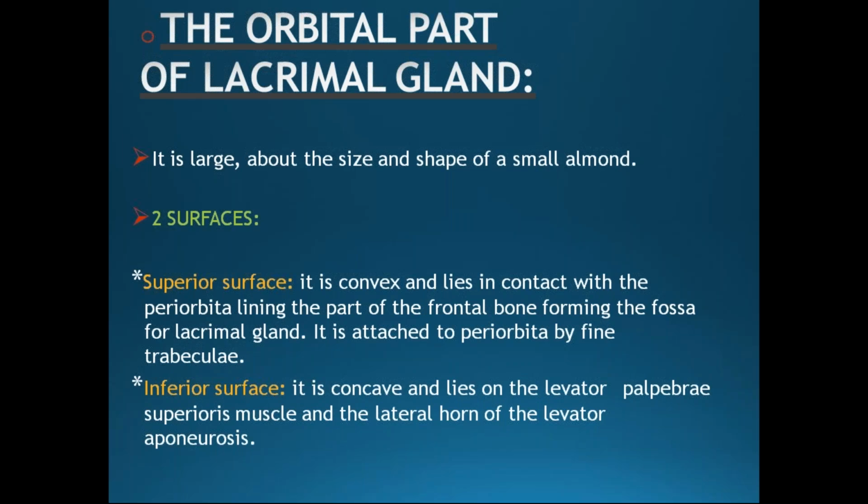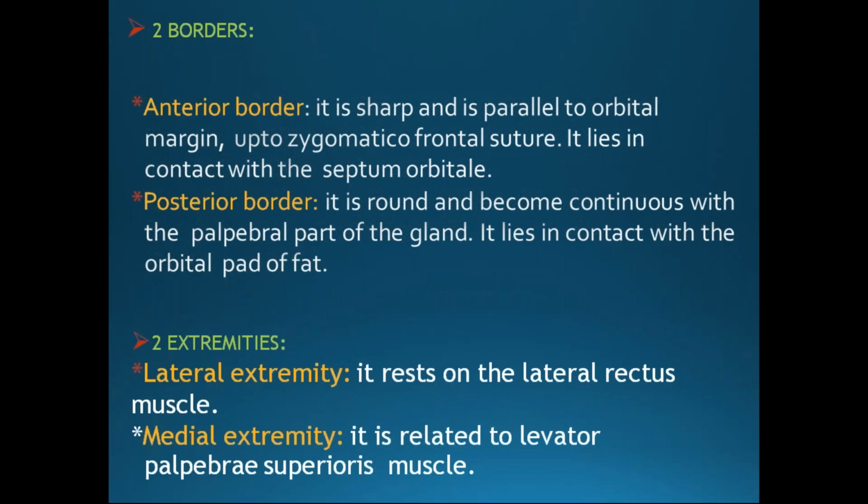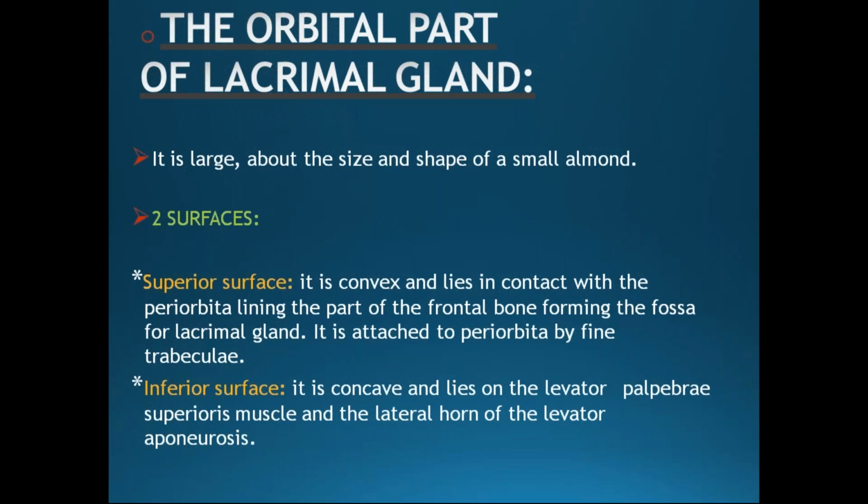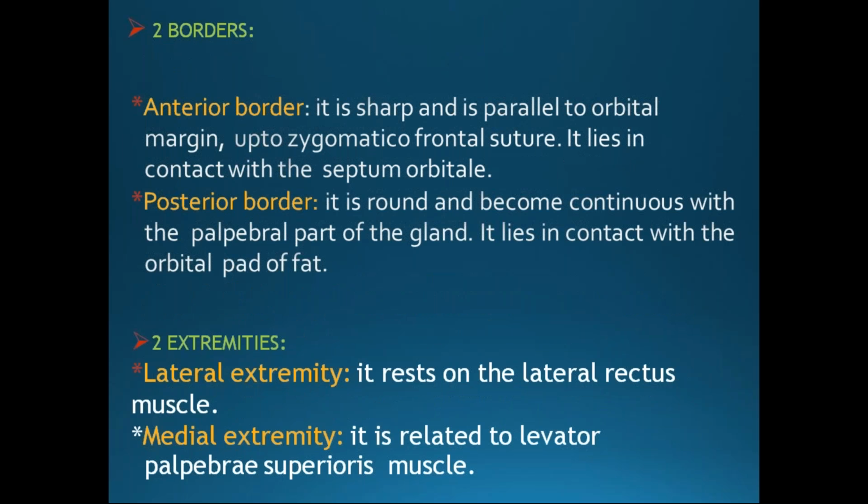Each lacrimal gland has two surfaces, two borders, and two extremities. The superior surface is convex, the inferior surface is concave. The inferior surface lies on the LPS muscle. The anterior border is sharp, and the posterior border is round and becomes continuous with the orbital part. The lateral extremity lies on the lateral rectus muscle, whereas the medial extremity is related to the LPS.